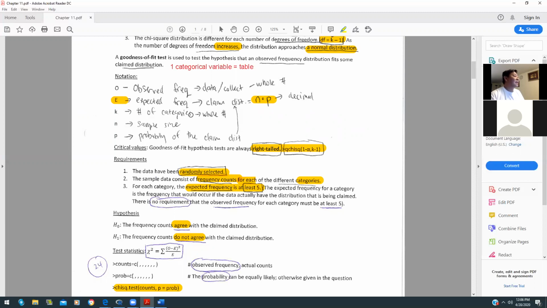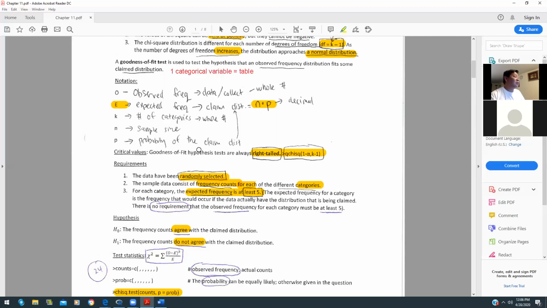And then K in this case is the number of categories. So how many categories do we have? So how many M&M colors do we have? I think we got 6 colors, right? So if you have 6 colors, then you have 6 categories in this case. N is your sample size, and P in this case is your probability.